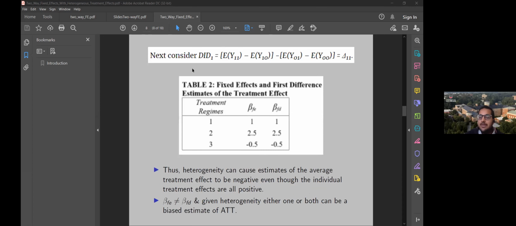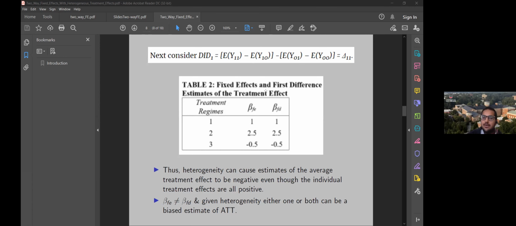So similarly, if we take DID 1 in our case, which is just comparing what's happening to the treated group compared to the control group, there, because the control group never had any treatment in going from 0 to 1, this is just 0. So it's just the exposure that group 1 had going from 0 to 1. So in that case, it's just delta 1,1. So treatment heterogeneity does not actually impact in this situation.